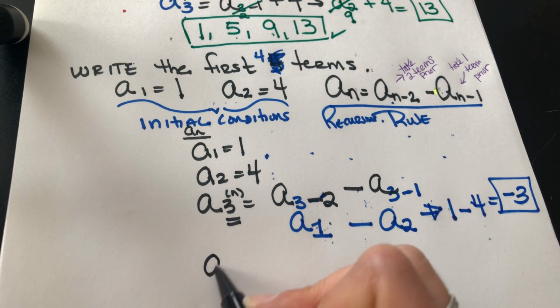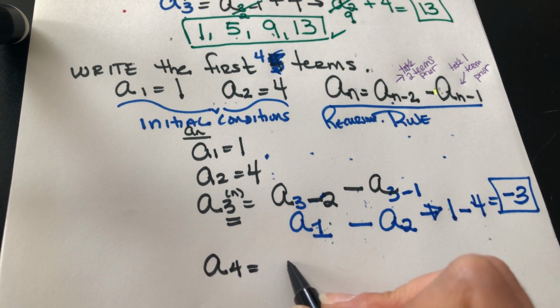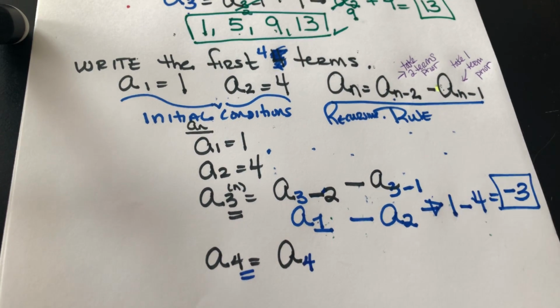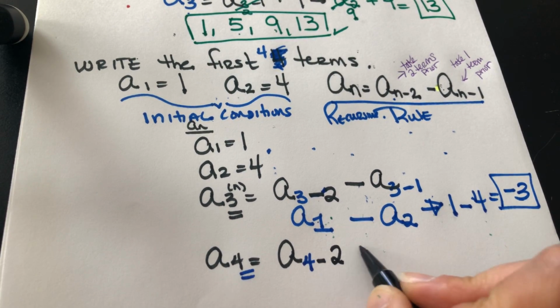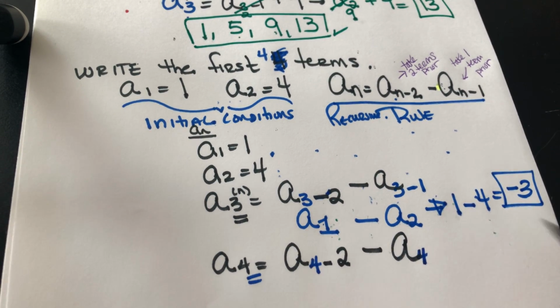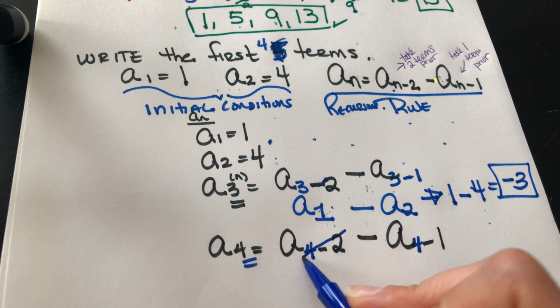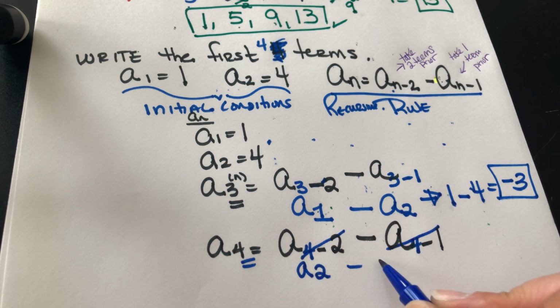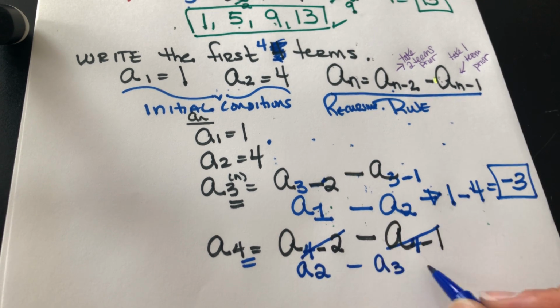Okay, watch again. Now I want the fourth term. So again, I'm going to substitute wherever I see an n. 4 minus 2 minus A of 4 minus 1. So 4 minus 2 is your second term, minus 4 minus 1 is your third term.